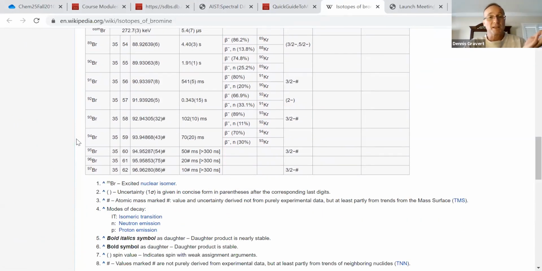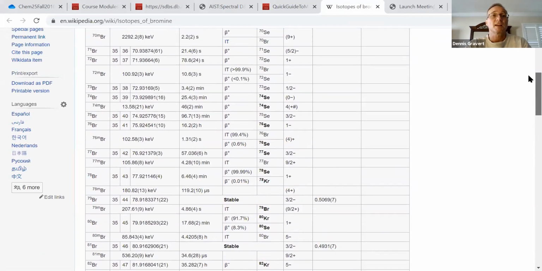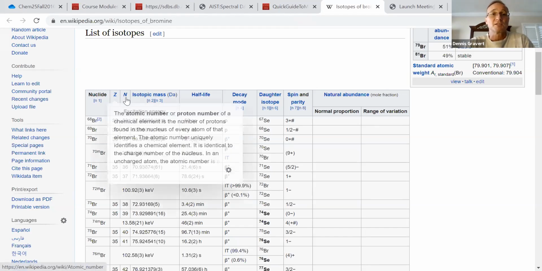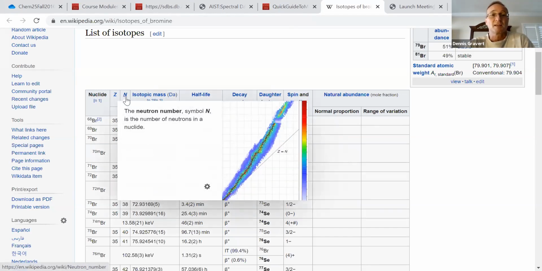And these are bromine atoms. What makes it bromine? It has 35 protons. That's the second column here, I believe. Double check. Yeah, the Z value is the proton number. They all have 35. And then how many neutrons, N? Well, they all differ in the number of neutrons. Depending on the numbers of protons and neutrons, it determines whether the element is stable or not.